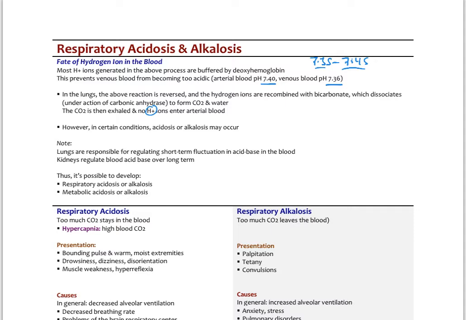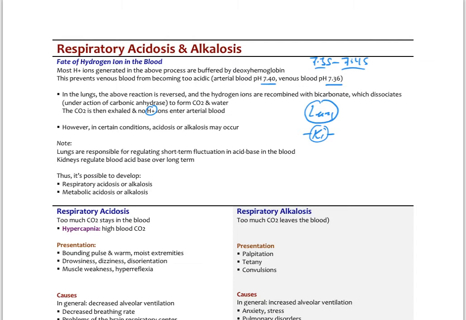However, in different lung conditions, this can be a problem. I should say there's really two organs here that are going to balance those hydrogen ions. So the lung is one, but the other is your kidney. We can say the lungs are working minute to minute, short term, to regulate acid-base balance via that bicarbonate buffer system. The kidneys are going to work more long term to get rid of acid waste.